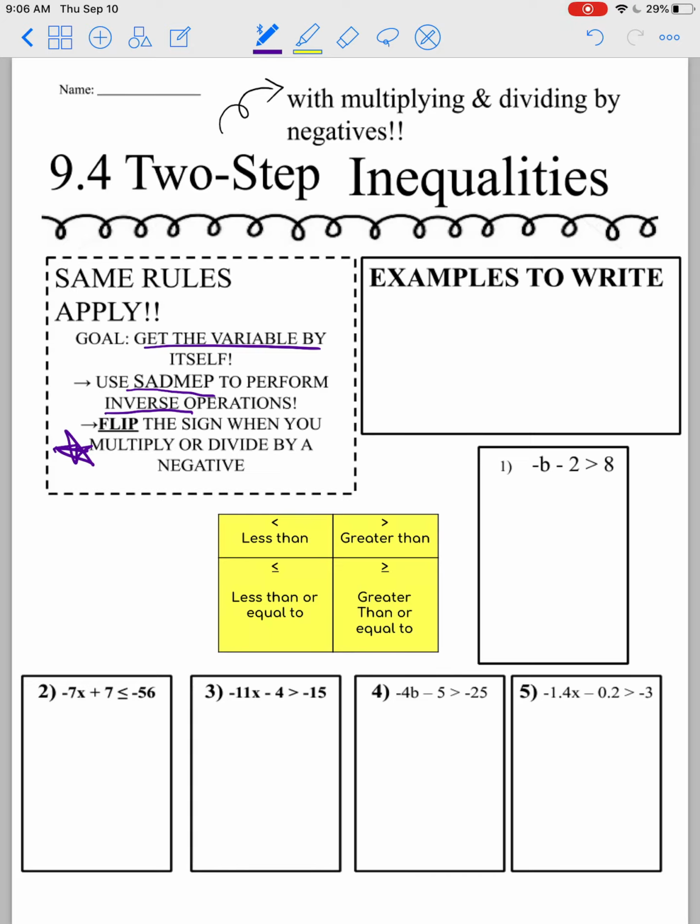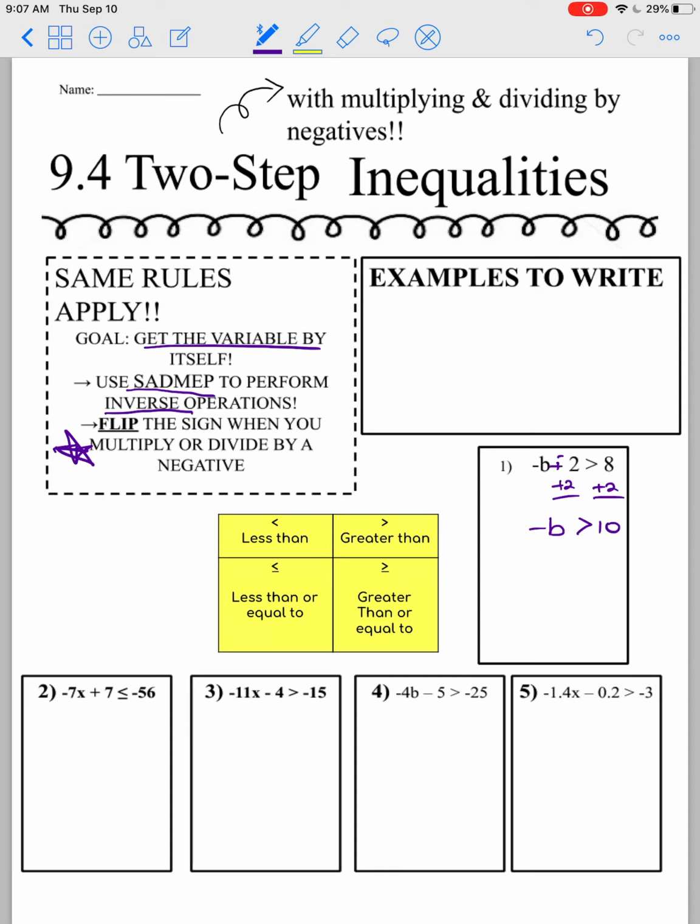Negative b minus 2 greater than 8. Well, I still like to do the additive inverse, so now I got a plus and negative. Now, I'm going to add 2, add 2. I have 10. And I got negative b. So right now I got negative b is greater than 10.